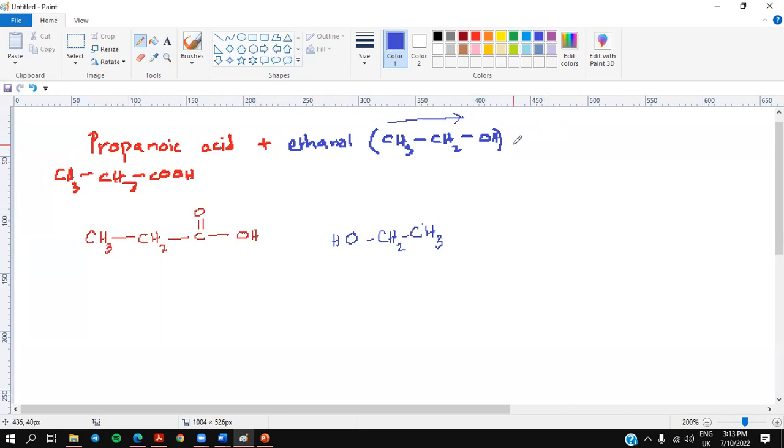For this reaction, we have to have concentrated sulfuric acid. That's a catalyst. Concentrated sulfuric acid, you must remember these things. And heat is also needed. Then propanoic acid comes closer to ethanol. You can see the functional group of propanoic acid and the functional group of ethanol are closer together. When they come closer, the OH group of the carboxylic acid and the H part of the alcohol join together. They join together and go out as a water molecule. And then another thing happens.